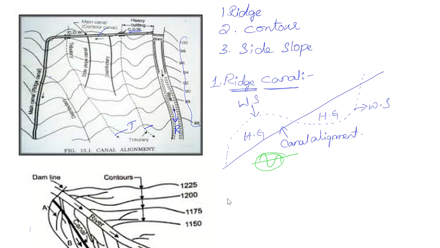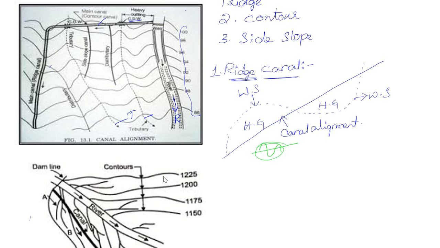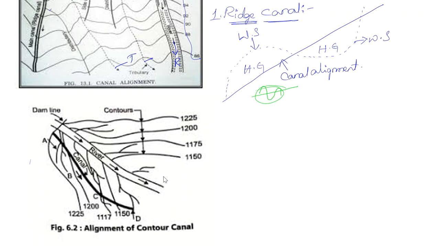Now let us move to the next one, that is your contour canal. Okay, if we come down, we can see an image over here which represents your contour canal. Now let us see what a contour canal means. A contour canal is nothing but a channel which is aligned nearly parallel to the contours of the area.